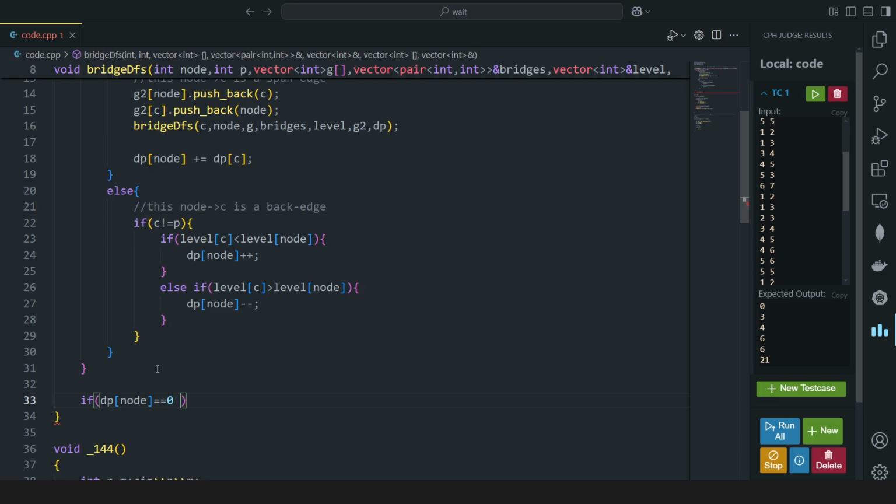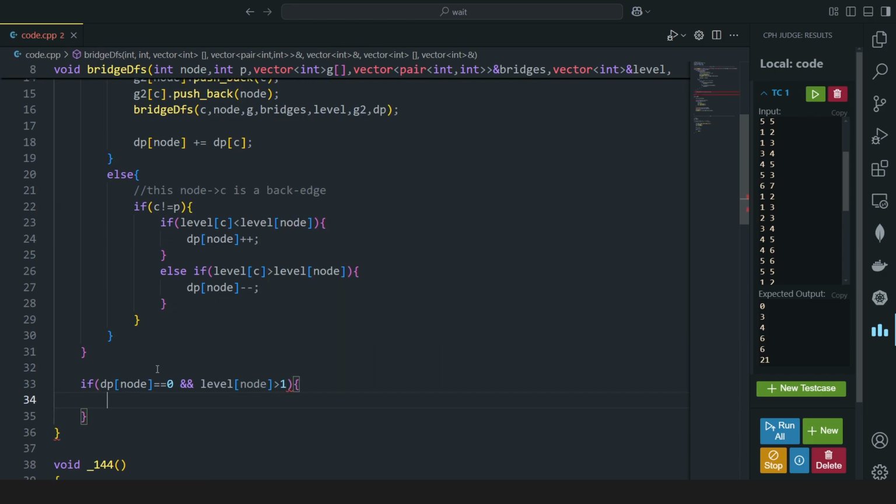And also don't forget to give this check that the level of this node is greater than 1. Why? Because we know that the level of 1th node is actually 1 only, and it might act as a bridge because the DP of 1 will be 0 in that case, right? So that's why giving a check, if the level of node is greater than or equal to 2 only, then only consider that node. And if it is true, then it means that the edge present between this node to its parent is indeed a bridge.